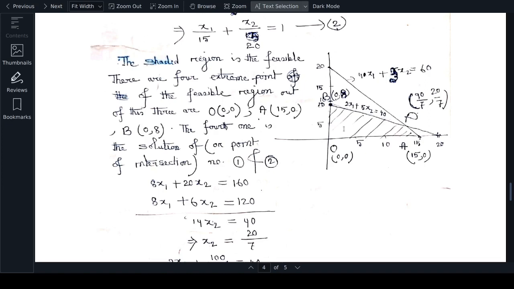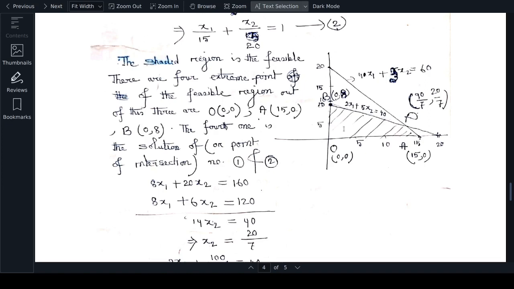Next, another coordinate is given, 15,0, we mark it, say coordinate C. And point P is this one.